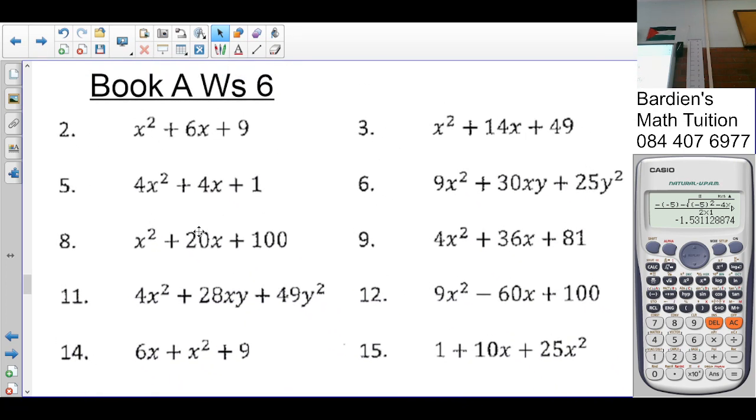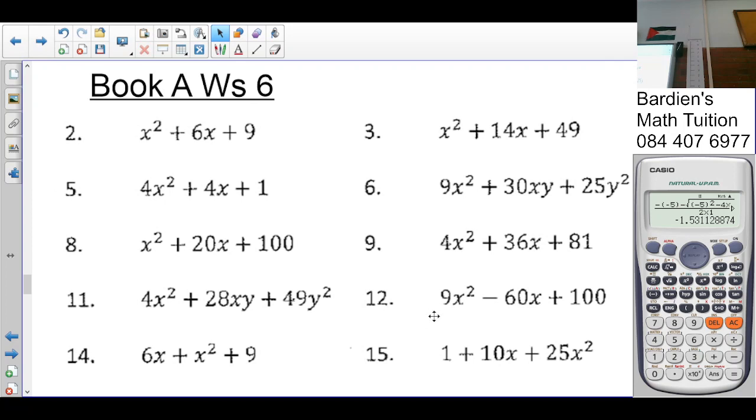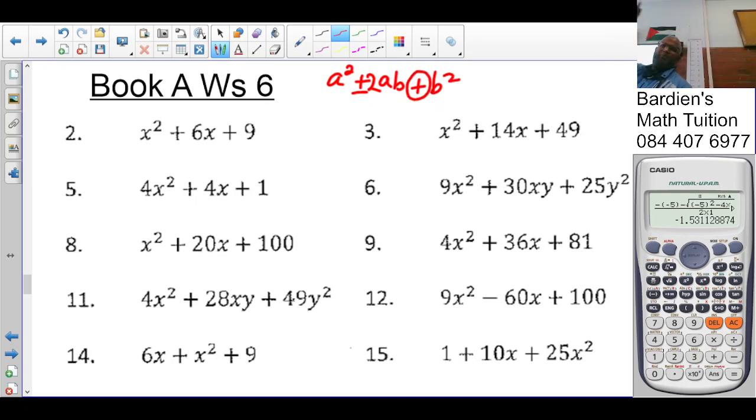Right, what was this here? Perfect square trinomial. Who can remember the form of the perfect square trinomial? Must be in the form of a squared plus or minus 2ab plus b squared. You see, that will always be plus. I forgot to mention that yesterday. It will always be plus. If it's not plus, it cannot be factorized.